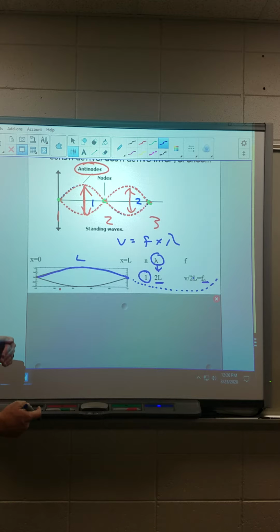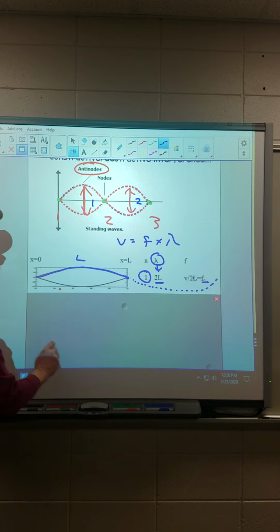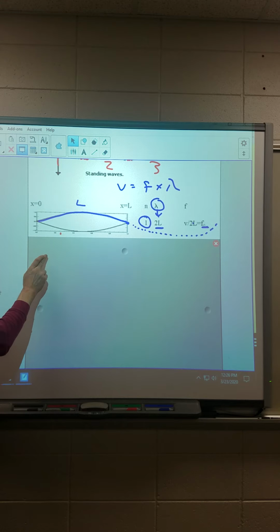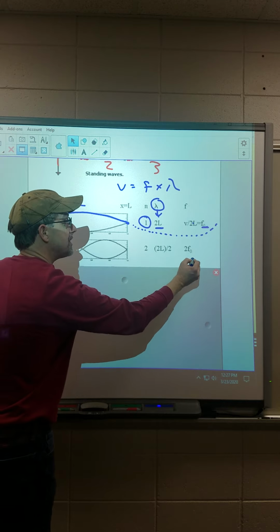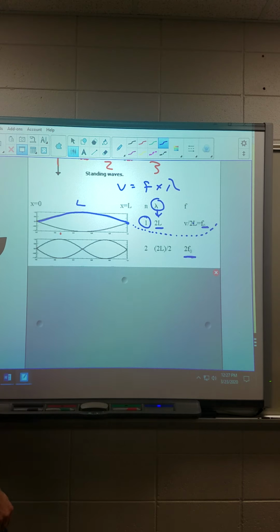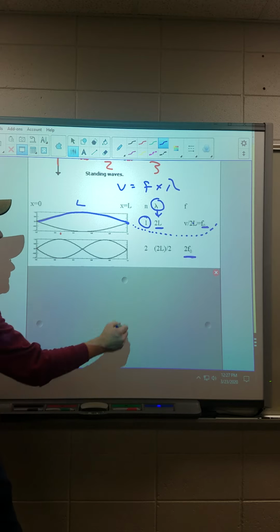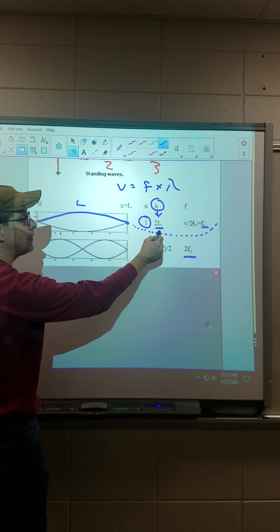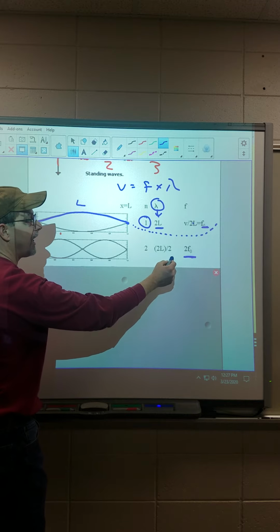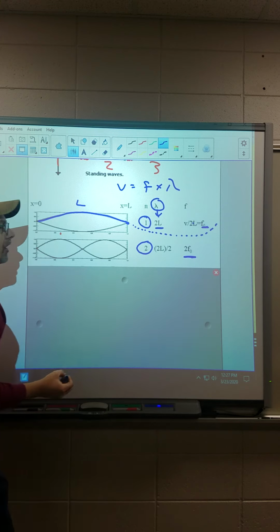Now the next time I can get a standing wave is going to be if I double that frequency. My frequency is twice as much. That means my wavelength is going to be half as much. So instead of it being 2L, I'm going to take 2L and divide it by 2. This is going to be my second harmonic.